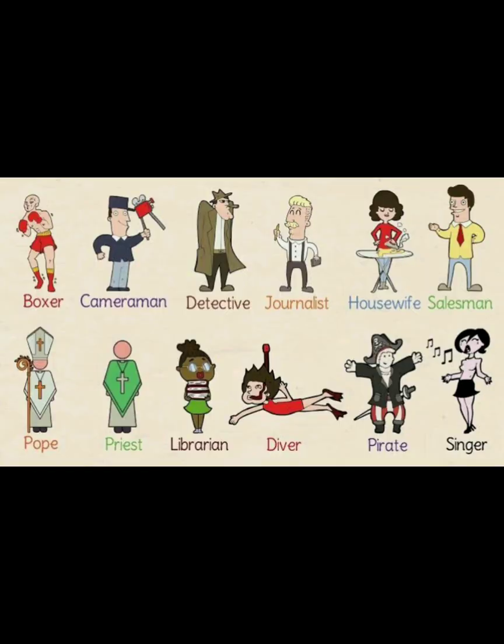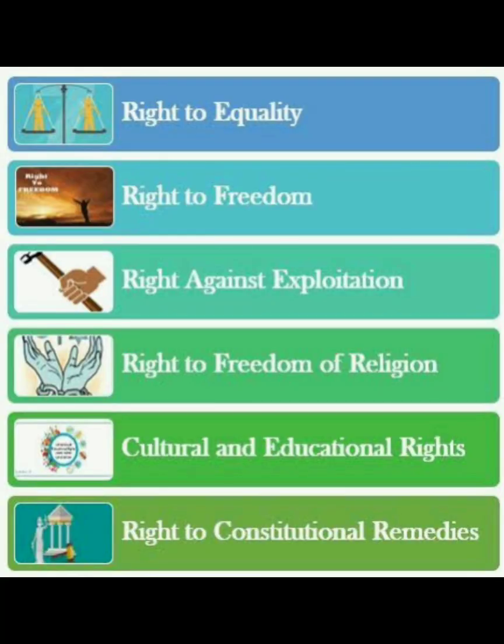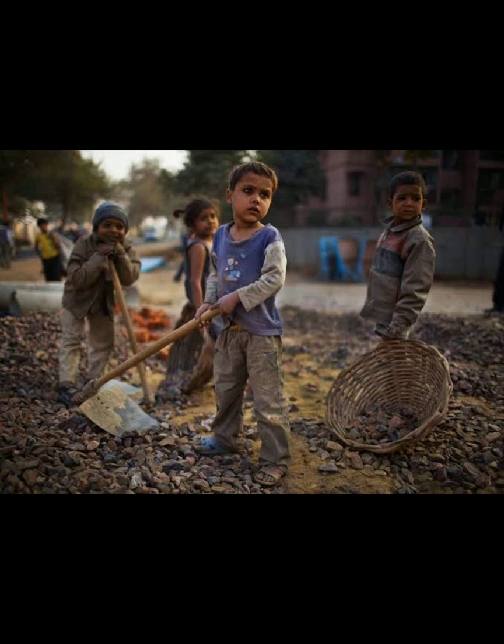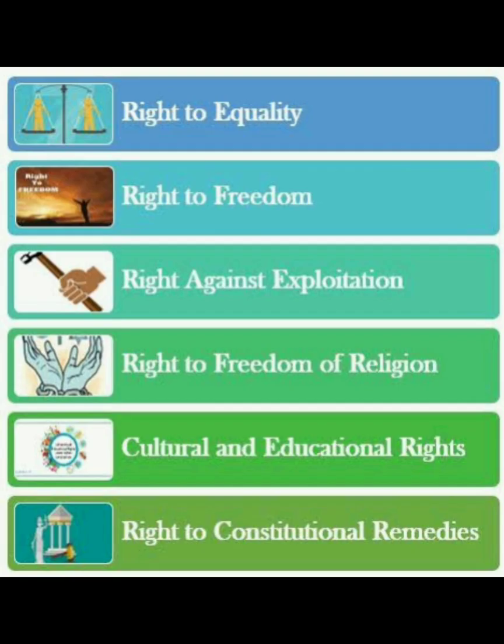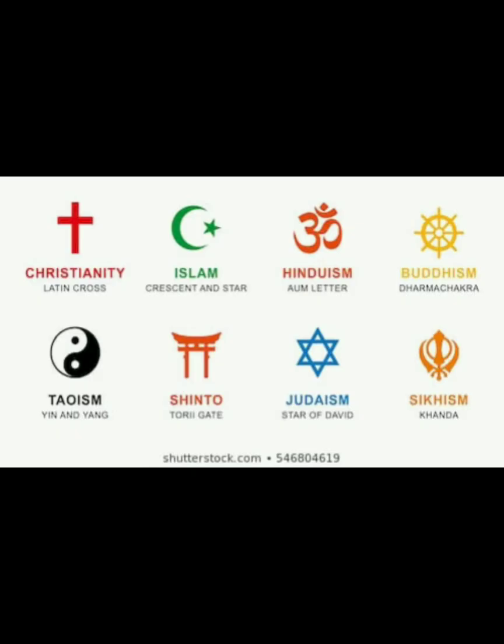Third, right against exploitation. No person can be exploited or made to work without pay. This right also does not allow the employment of children below the age of 14 years in dangerous jobs. Number 4, right to freedom of religion. Every citizen can practice the religion of their choice. All religions are treated equally in the eyes of the law.